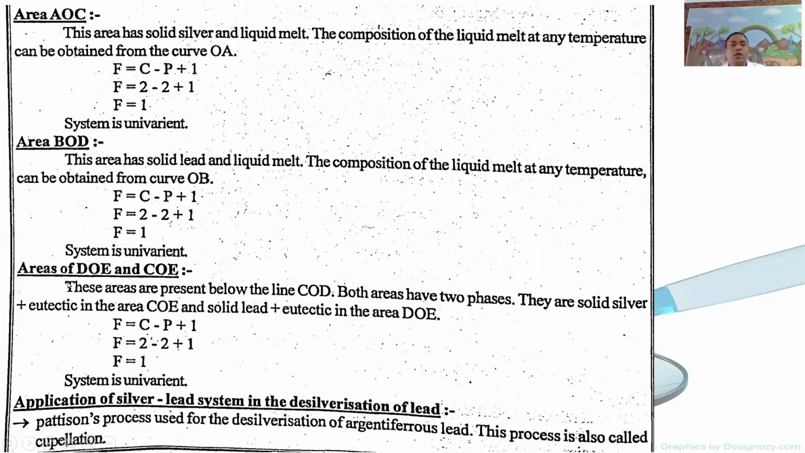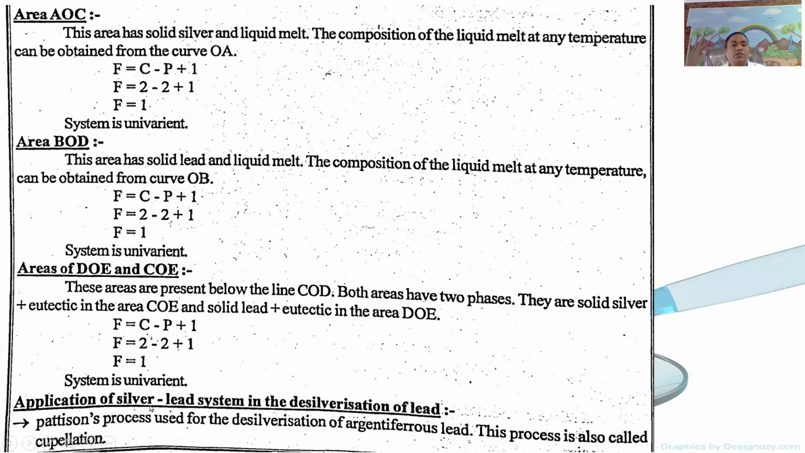Next, the areas DOE and COE. These areas are present below the line COD. Both areas have two phases: solid silver plus liquid in the area COE, and solid lead plus liquid in the area DOE. The number of degrees of freedom required is 1. Therefore, it is also a univariant system.